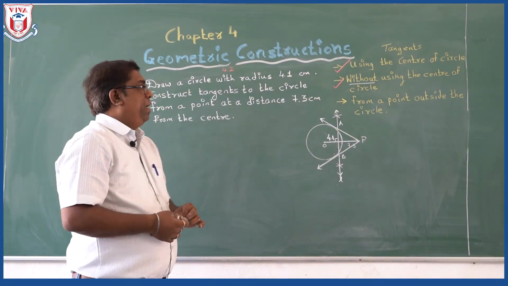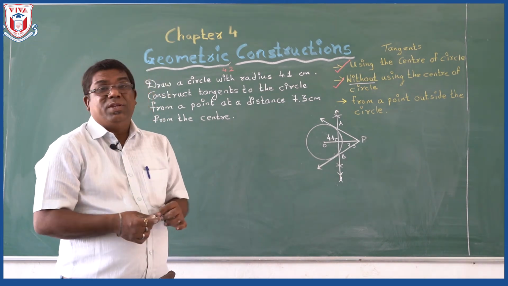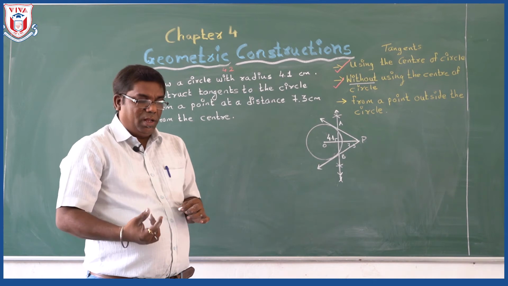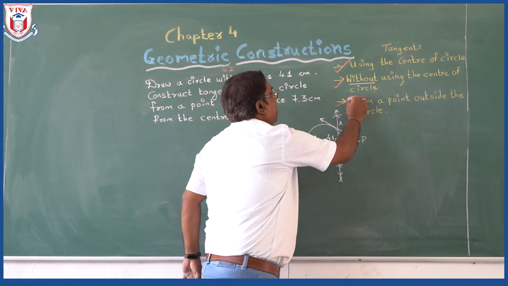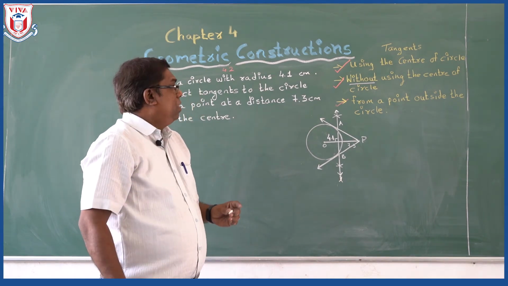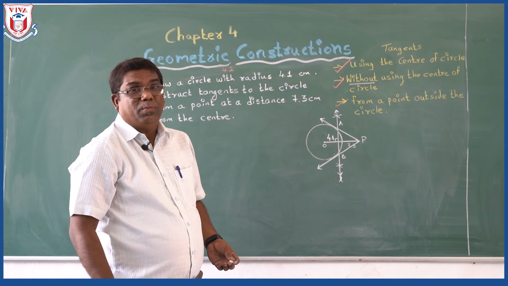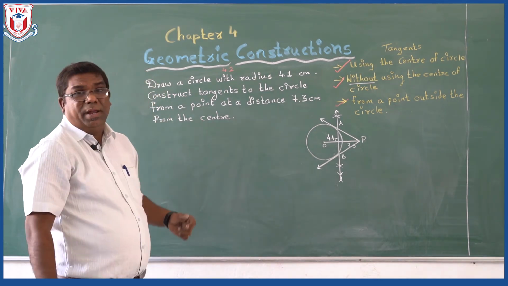After completing the two concepts, using the center of the circle and without using the center of the circle, we are on the third part, that is, from a point outside the circle. We are going to construct the tangent from the point outside the circle. See what the question is demanding.